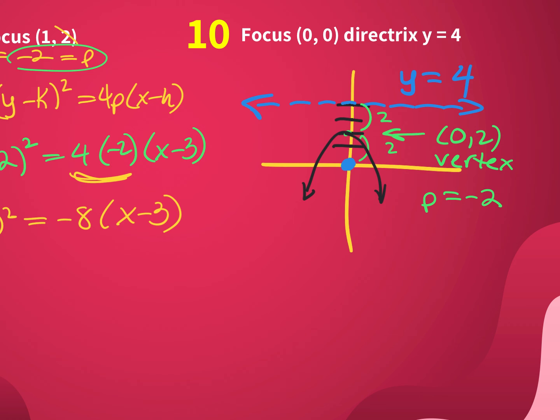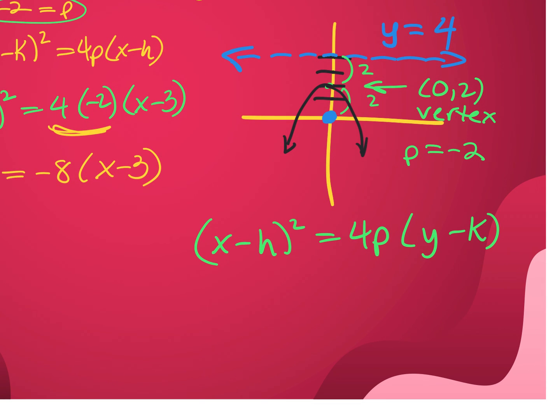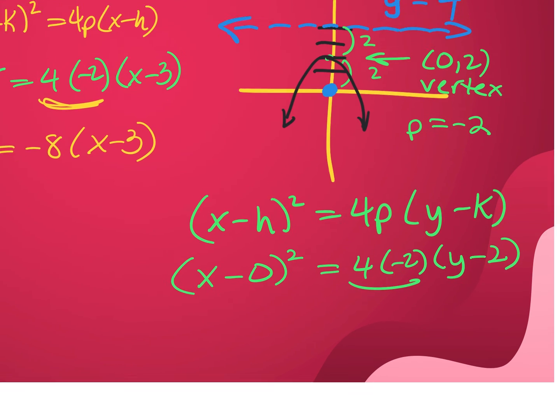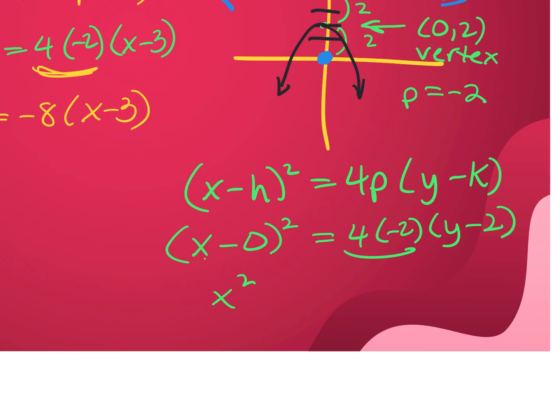So now let's take all our information and plug it back in. We're using the longer formula, so we're using the x minus h squared equals 4p y minus k. So let's plug in all our information. So my h is 0. My p-value is -2. My k-value is +2. And now all I have to do is multiply this. I can actually get rid of the 0 here and just leave it as an x squared. And I'm done. So again, when you're trying to write the equation, give yourself the visual.